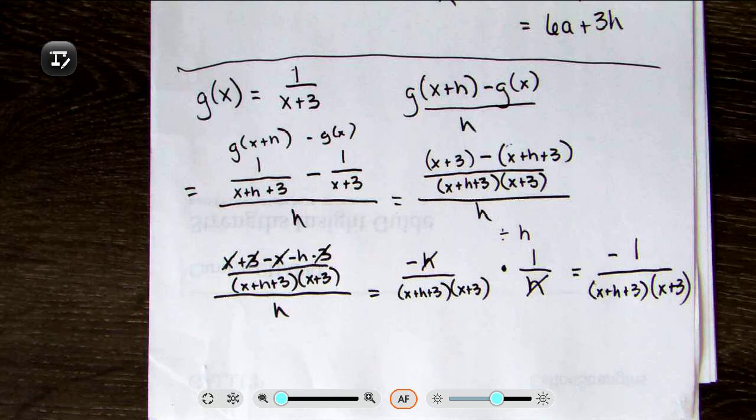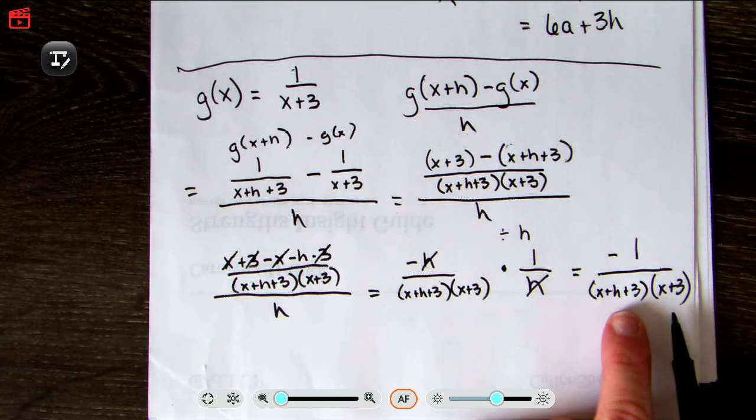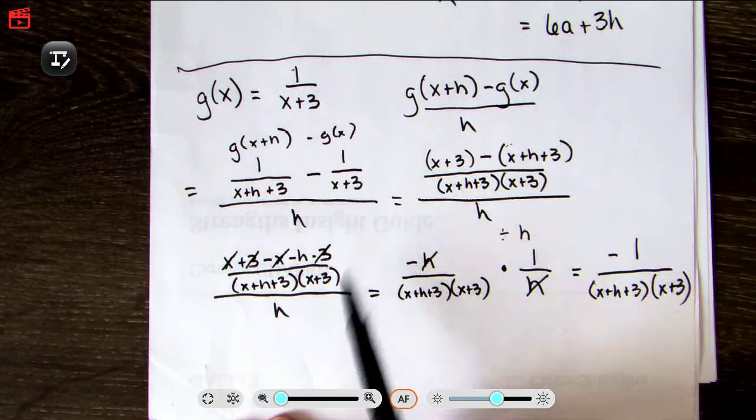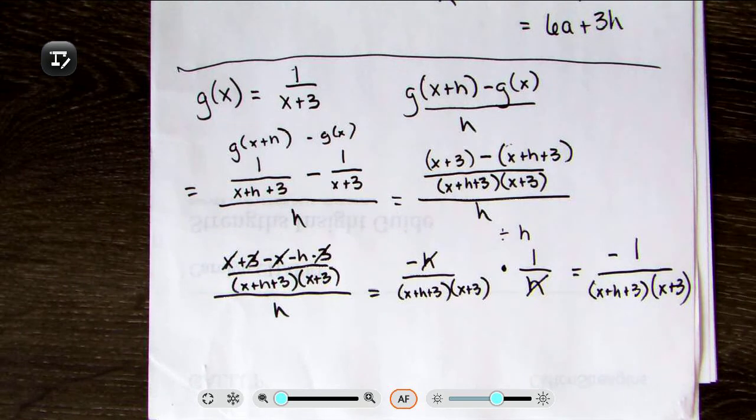And again, in a calculus class, we would have a little bit left to do, but for now, we're just going to practice that algebra that gets us there.